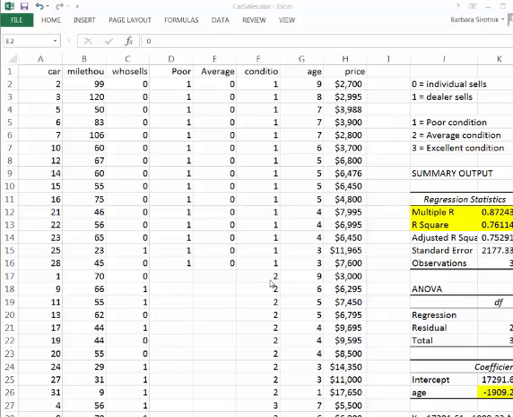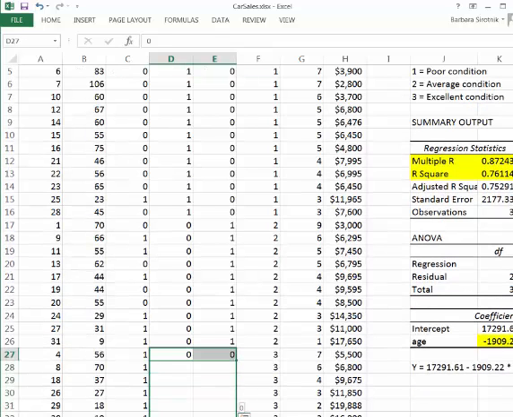Now how about for a condition 2, an average condition car? Well, it's not poor, it is average. So now I can go ahead and drag that down for all of those cases. How about the 3s, the excellent condition cars? Well, it's not poor, it's not average. So I will have 0, 0 for all of those cases.